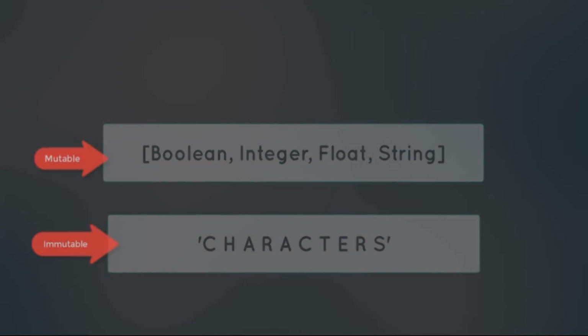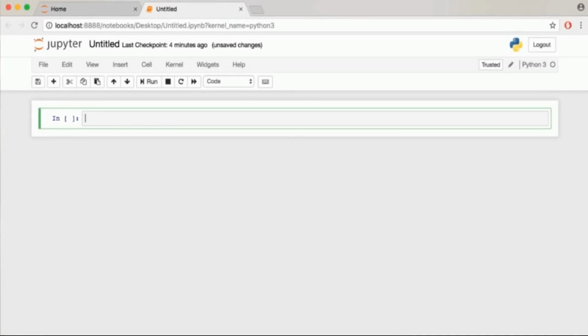Okay, let's start with lists. I will make a variable grocery list equal to bananas, apples, and cauliflower.